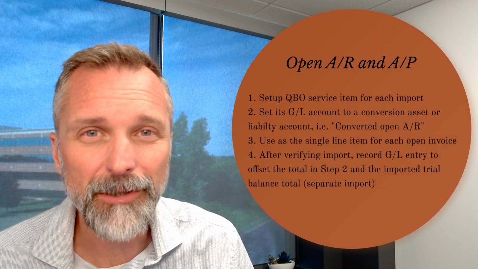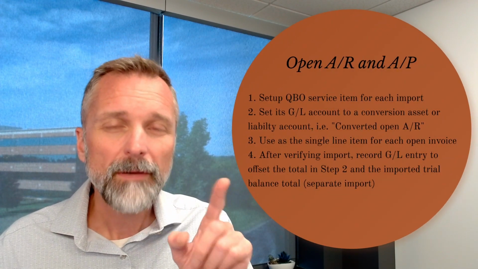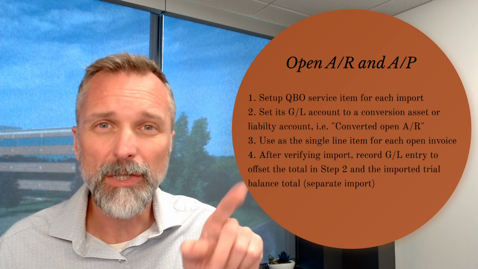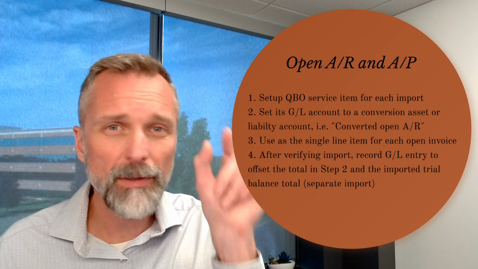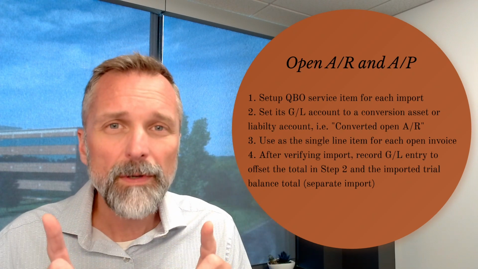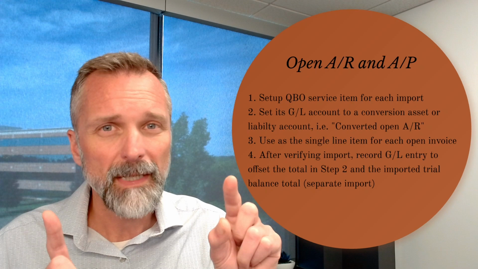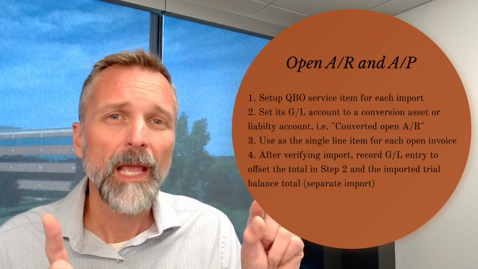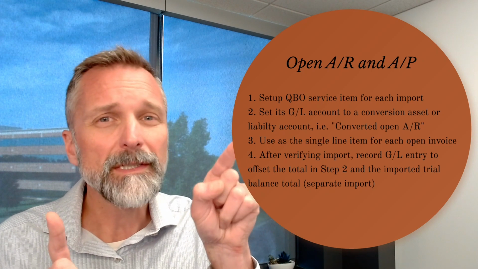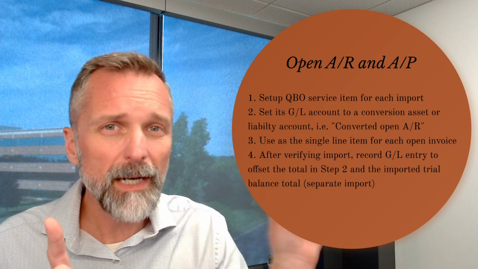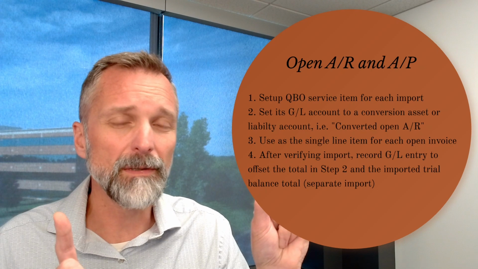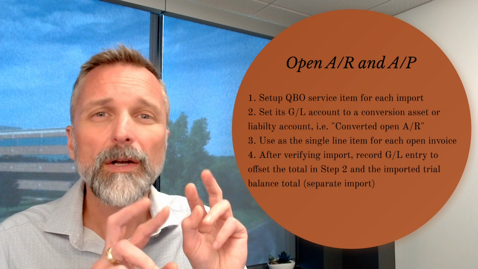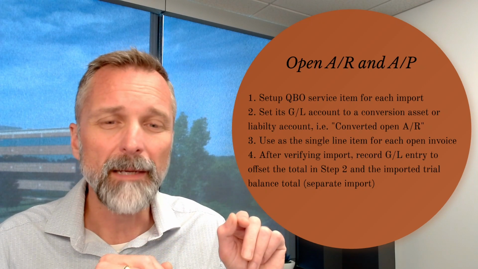Now this gets a little trickier. You have open customer invoices, customers that owe you money, and open vendor bills that you owe to your vendors as of whenever you do the conversion. Before you convert, you need to set up an item in QBO that's going to represent the converted balance. And step 2 here is to set its GL account to a new account, one that doesn't exist in JobBoss2. And that's going to be the converted balance. We typically use, like I wrote, converted OpenAR or OpenAP.